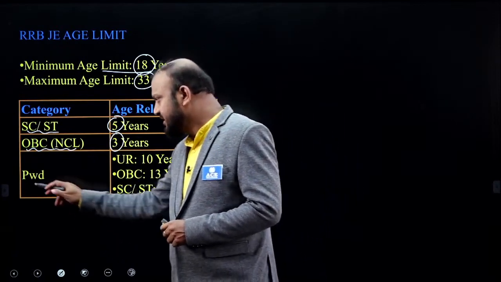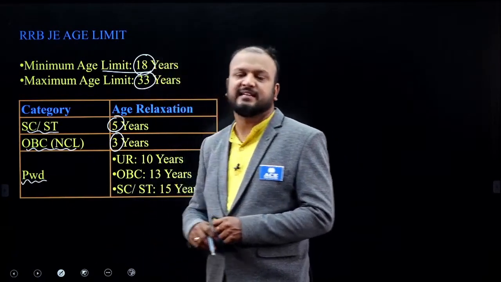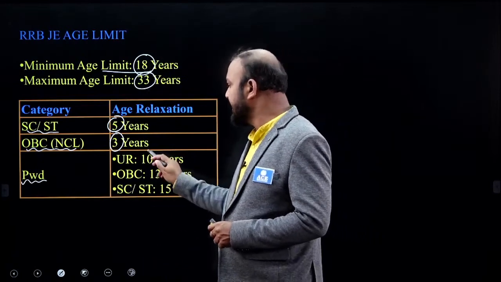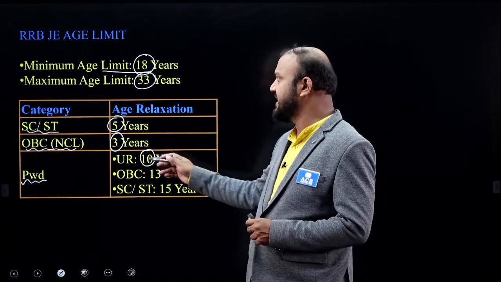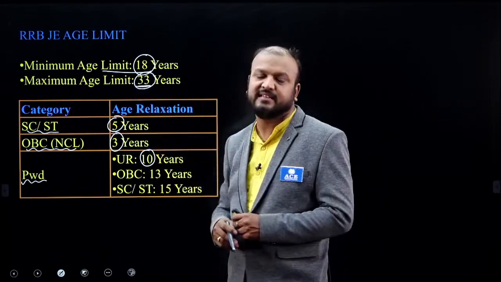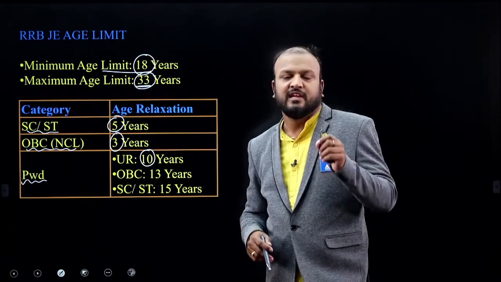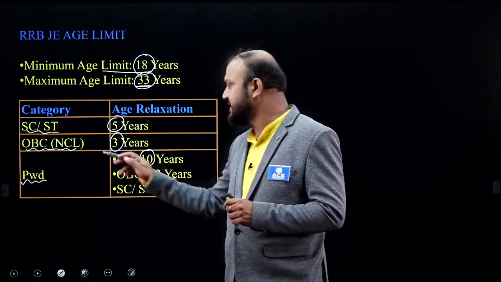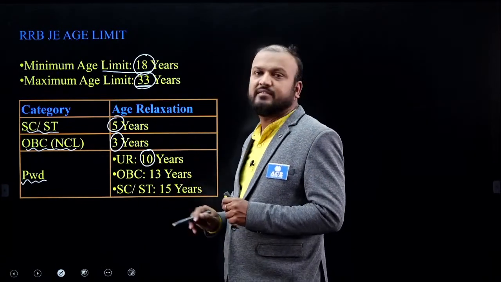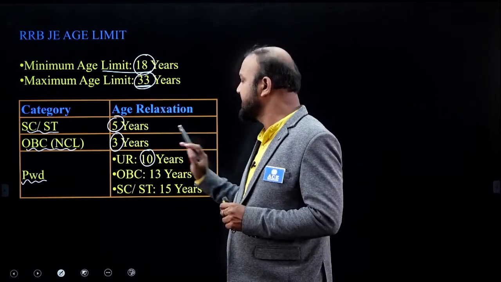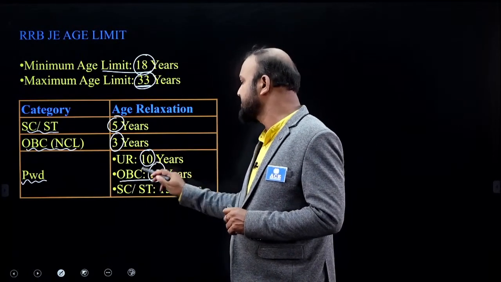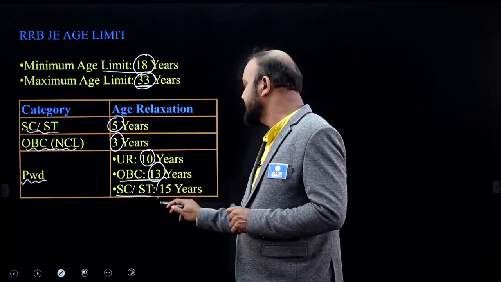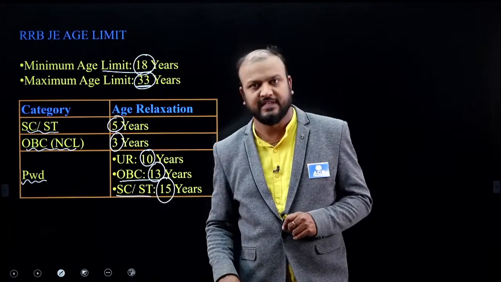And one more thing, if the candidate is physically handicapped and in the unreserved category, there are 10 years extra age relaxation, so the maximum age limit is 33. In the general category, if the candidate is physically handicapped, the maximum age should be 33 plus 10, 43 years. And for OBC candidates, it is 13 years. And for SC/ST candidates, the age relaxation is up to 15 years.